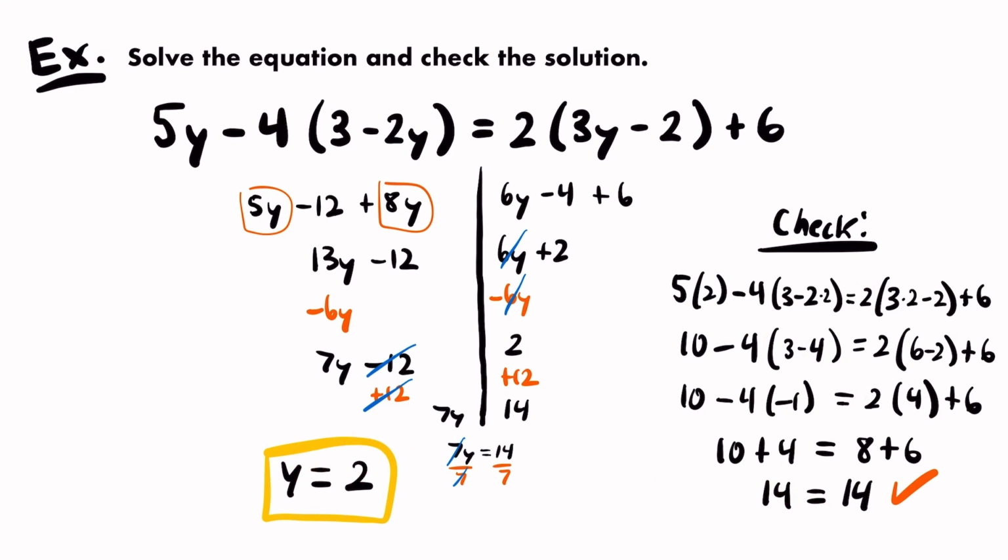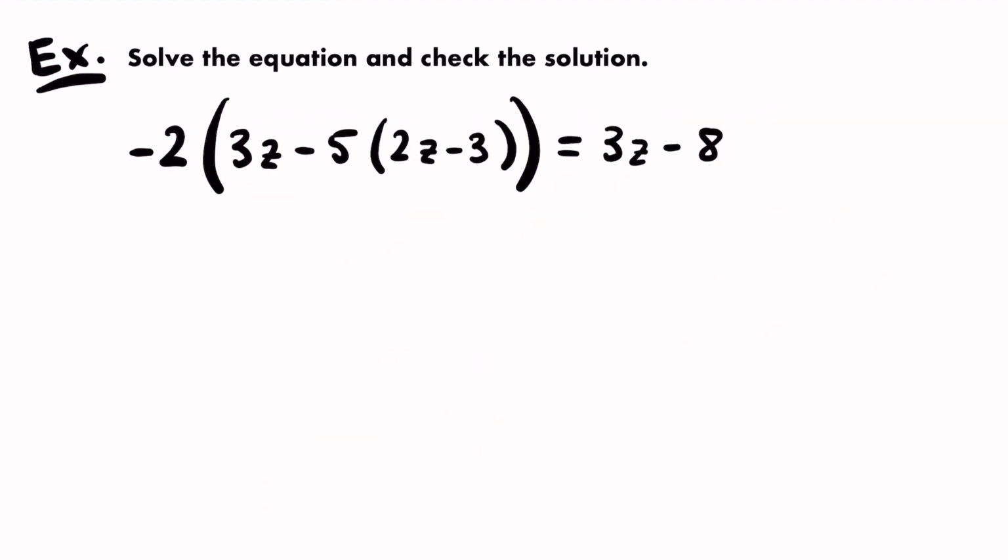Let's take a look at one more example for this video. For our last example, we once again want to solve the equation and check the solution. This time our equation is -2 times the quantity 3z minus 5 times the quantity 2z minus 3, all equal to 3z minus 8.